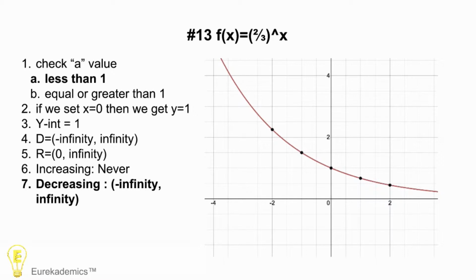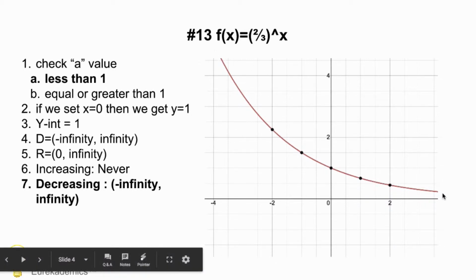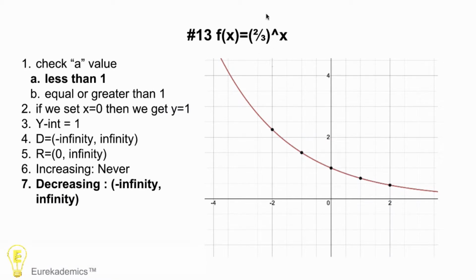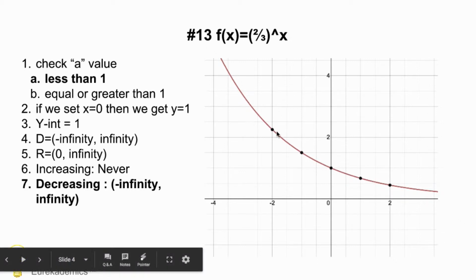Number 13, we have f of x is 2/3 to the power of x. So first thing we check is our a value. Because our a value is less than 1, it's a fraction, the graph changes a little bit. It starts at infinity and tapers off to 0. When it was greater than 1, the standard form, it starts at 0 and goes up to infinity exponentially. And when it's a fraction or less than 1, it just flips. It starts from infinity and tapers down.